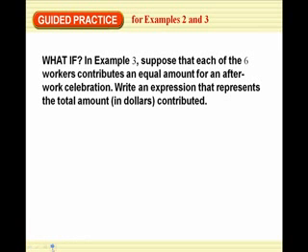All right? So what if in example 3, suppose that each of the 6 workers contributes an equal amount for an after-work celebration. Write an expression that represents the total amount in dollars that is contributed. Well, you have 6 people giving a certain amount. One person would give this many dollars, the next person would give this, and they're giving equal amounts, so D plus D plus D plus D, D standing for dollars.